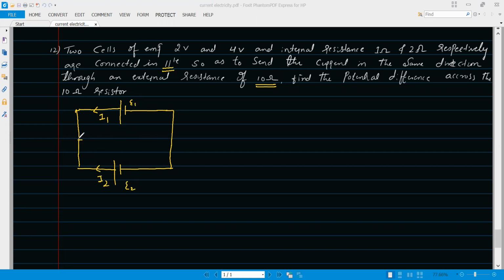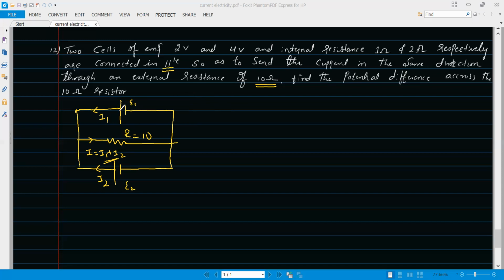Here we connect a resistance, so that this current and this current add up, and the total current here will be I, which is equal to I1 plus I2. This is our resistance R, which is given as 10 ohm. They are asking us to calculate the potential difference across the 10 ohm resistor. For that, we only need the current I, and then V is equal to IR.